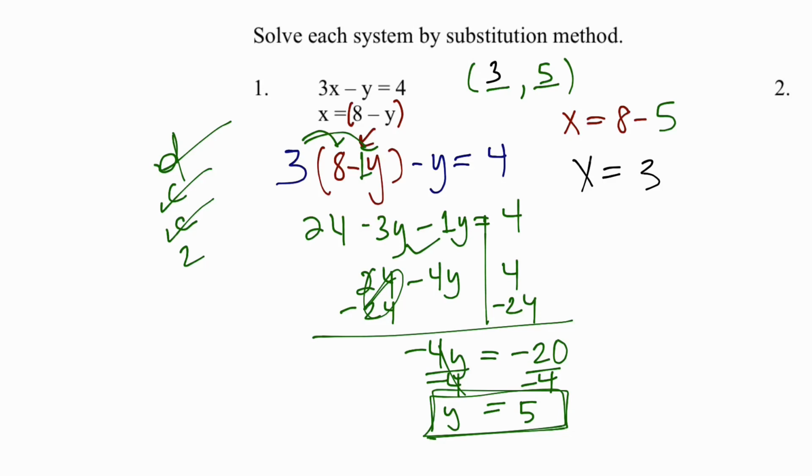So that right there, class, is my final answer: 3, 5. So 3, 5 is the point where those two lines will meet. Okay, so hopefully you understood this, and you're able to do number 2 on your own, but if not, check out the next video.